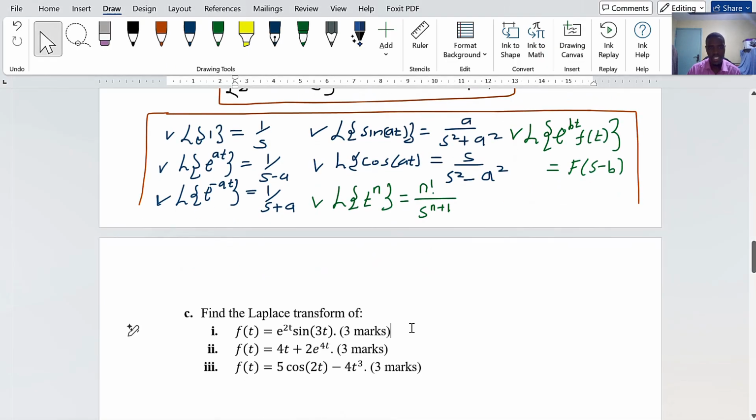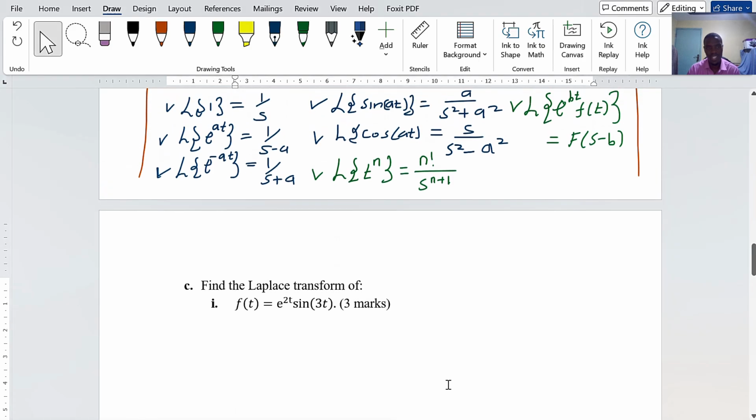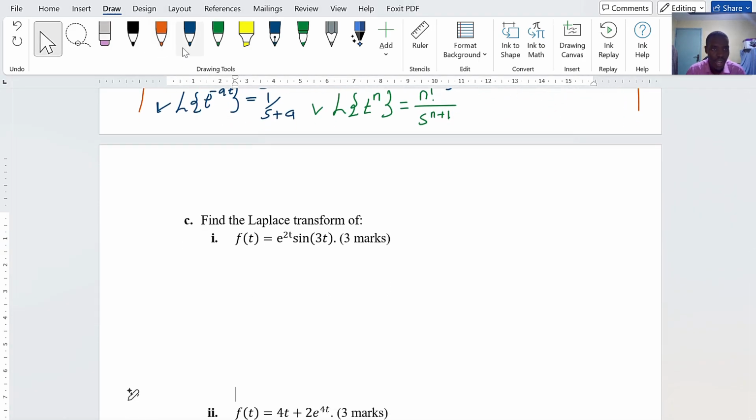Good. So it's now time to do easy work. Once you have everything, easy work. Now we have something here. We have this part here, which means it looks like e^at multiplied by f of t, because this is e^t multiplied by another function, which is the first shifting theorem, which says F of s minus b. Let me change a here to be b.